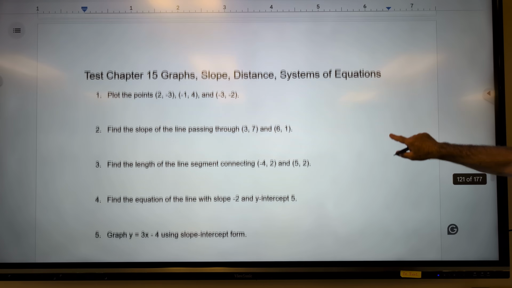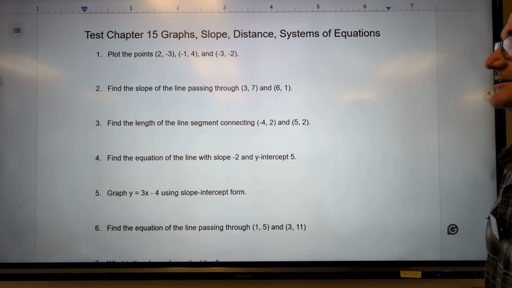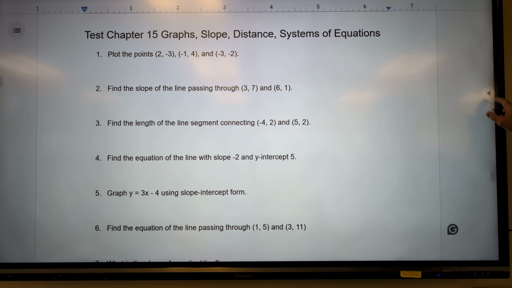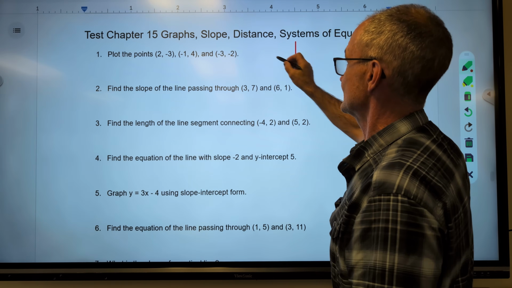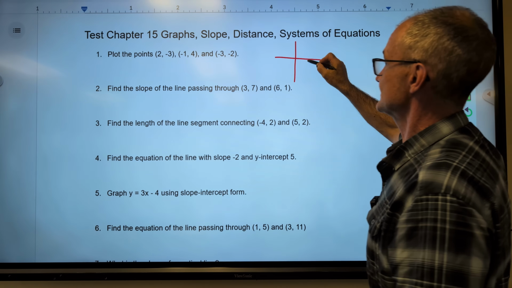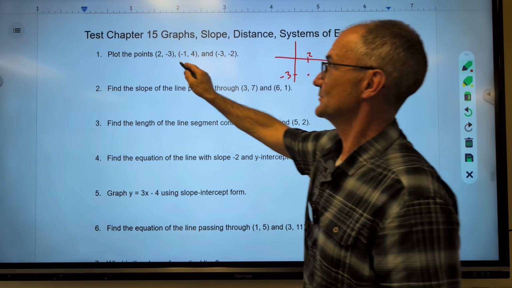All right, here we are. We're finally on the test, chapter 15. A lot of information here. Pause the video, work your way through this test, unpause the video, and then see how I did it. Okay, go ahead and graph these points. These are ordered pairs. I am over 2, up -3. There's my first point.